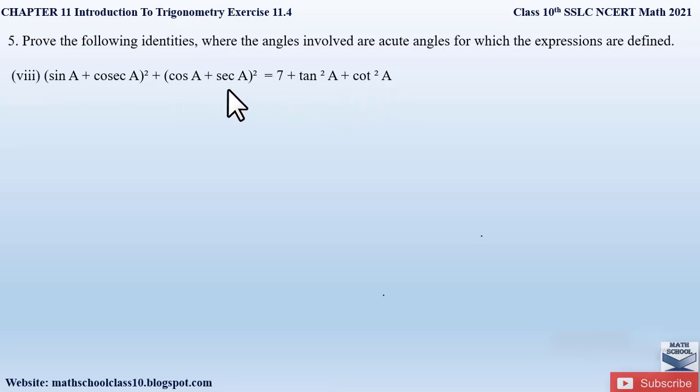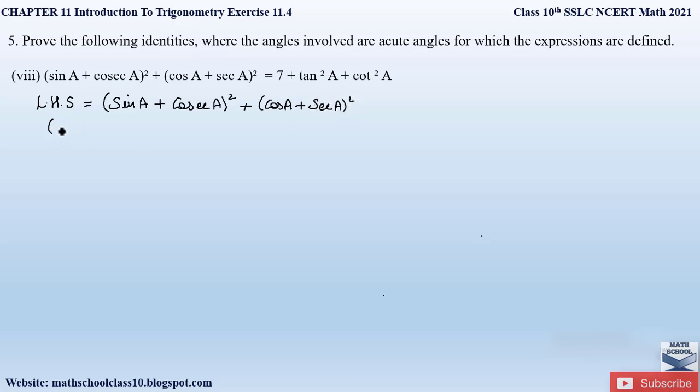But instead of doing that, we can use the formula of (A plus B) the whole square and open the brackets on the left hand side. Since we are considering the left hand side part, we will write down the left hand side, which is given as (sin A plus cosecant A) the whole square plus (cos A plus secant A) the whole square.